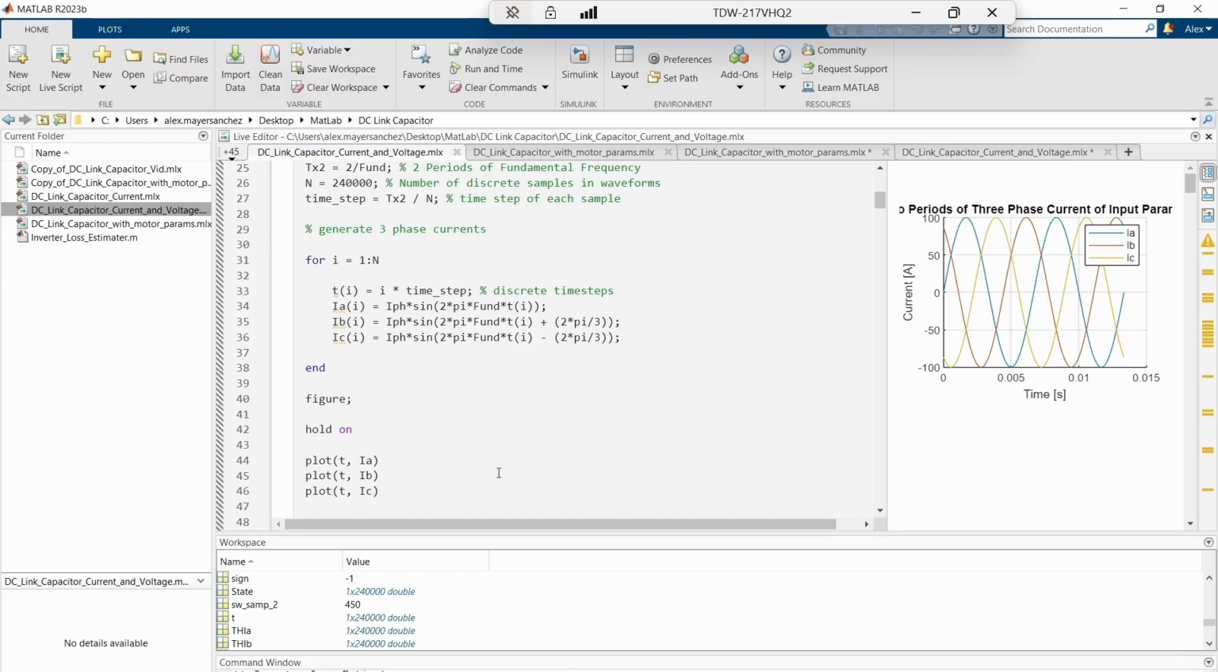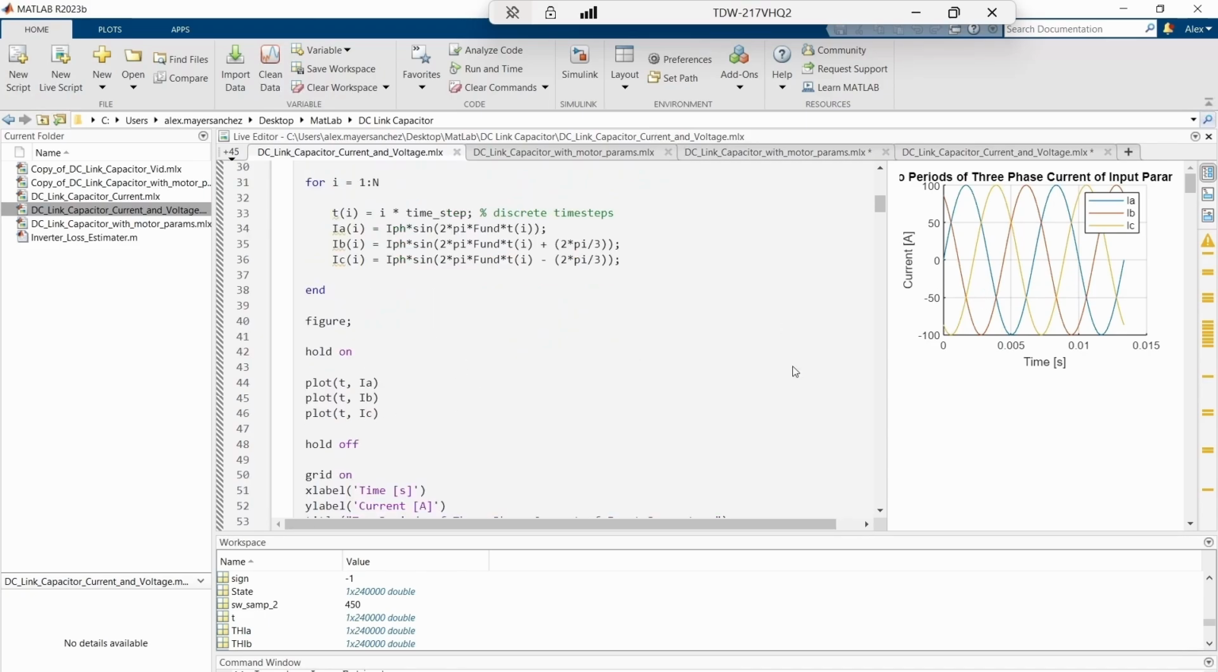So for a 3-phase sinusoidal load, IA is going to be the peak phase current multiplied by sine of 2 times pi times the fundamental frequency in hertz times time. It's multiplied by 2 pi because that's converting to radians, and then multiplied by time. And for IB, it's going to be the same, but phase shifted 120 degrees lagging. And then for IC, we have the same, but shifted 120 degrees leading.